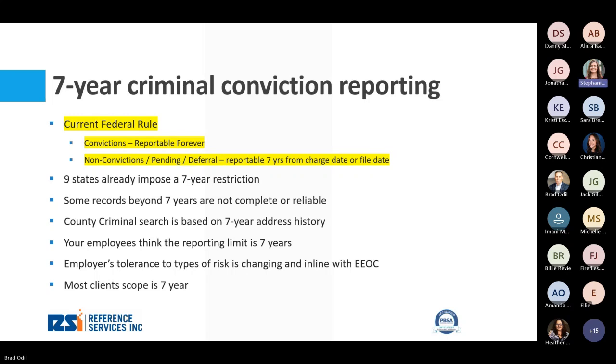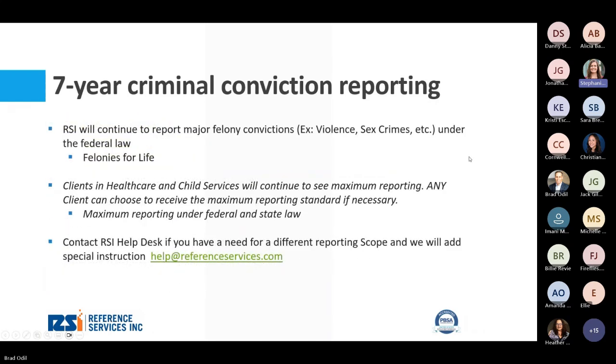Nine states already impose a 7-year restriction on all records, including convictions. And in addition to that, some records beyond 7 years in the states that do allow reporting are not complete or reliable. We also considered that county criminal searches are based on the 7-year address history and that most employers think the reporting limit is 7 years. And then overall, there has been an adjustment to employers' tolerance to different types of risk in line with the EEOC guidance on how criminal records should be used in a hiring decision. And in addition to that, many employers are now only considering a 7-year scope of records.